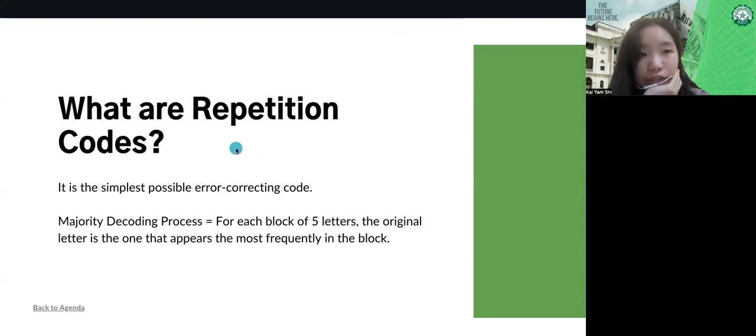Okay, let's now move on to what are repetition codes. Repetition codes is the simplest possible error correcting code, and under this we have the concept of majority decoding process, which means that for each block of 5 letters, the original letter is the one that appears the most frequently in the block.